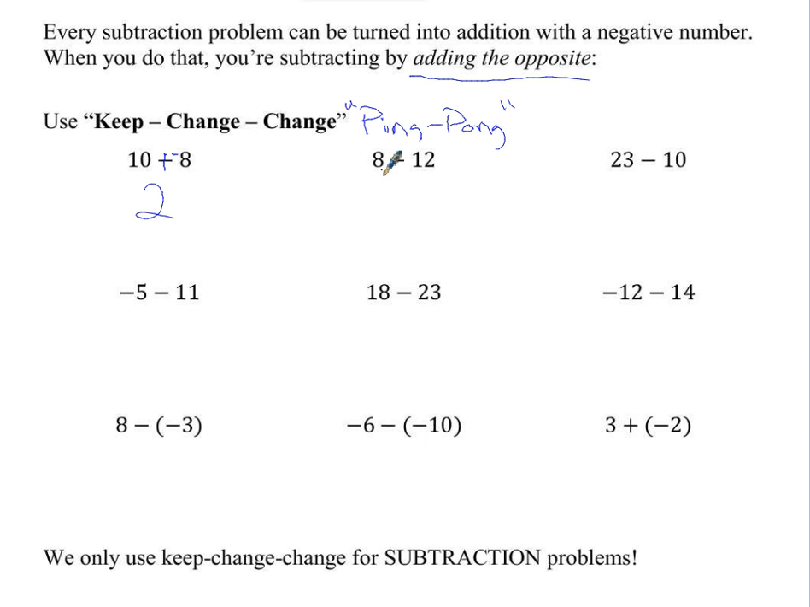Now we have 8 minus 12. So let's do keep, change, change. We'll keep the sign of the front number 8. We'll change the minus to a plus, and then change the sign of the last number to negative 12. And now we have 8 plus negative 12. So we're adding two numbers that have different signs, which means we take the bigger number, the 12, minus the smaller number, the 8, which we know 12 minus 8 is 4. And then we're going to keep the sign of the bigger number, which is negative, so we have negative 4.